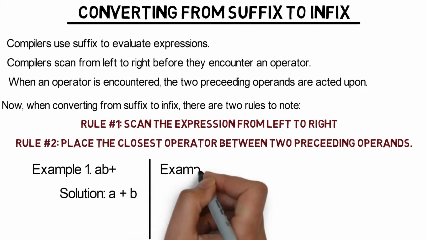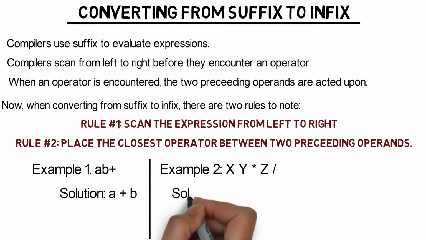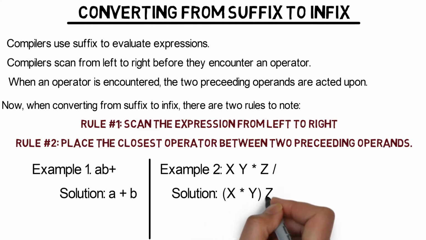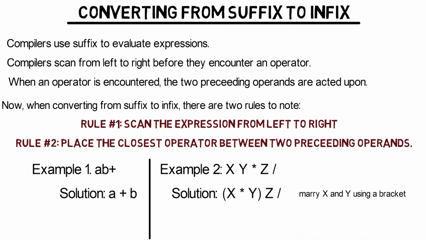Another example, example 2. We have x, y star z slash. The multiplication symbol is closer to operands x and y. Therefore, we shall place it between x and y and then marry them with a bracket. Here, the two shall be 1, meaning x and y shall now be seen as a single operand. Since into bracket x star y and z have become two different operands, we can now put the division sign between them. So we can have into bracket x star y slash z.